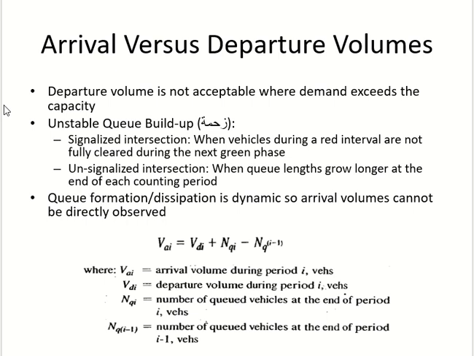Now we said the queue is moving, right? It's moving forward and backward. Now where are the vehicles coming? The start of the queue or the end of the queue?